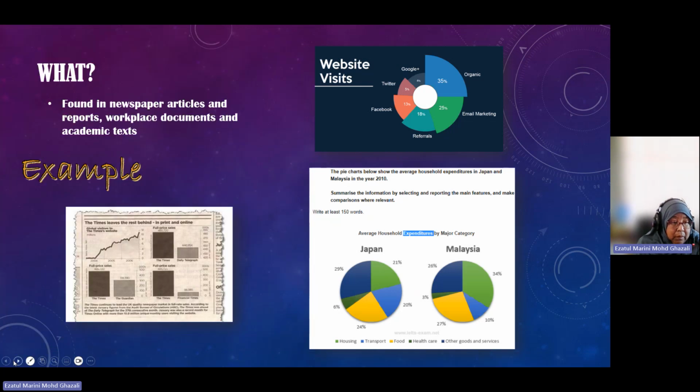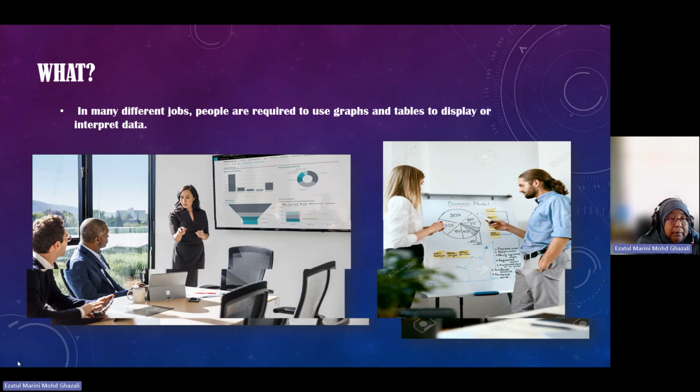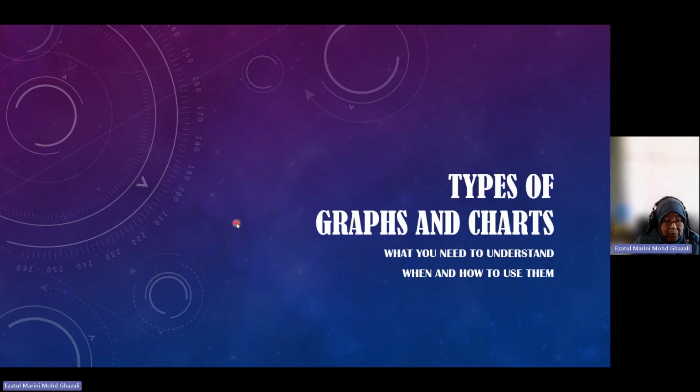So sorry. Right. In many different jobs, people are required to use graphs and tables to display or interpret data. Okay. Now, what we're going to do is have a look at the types of graphs and charts, what you need to understand, as well as when and how to use them.